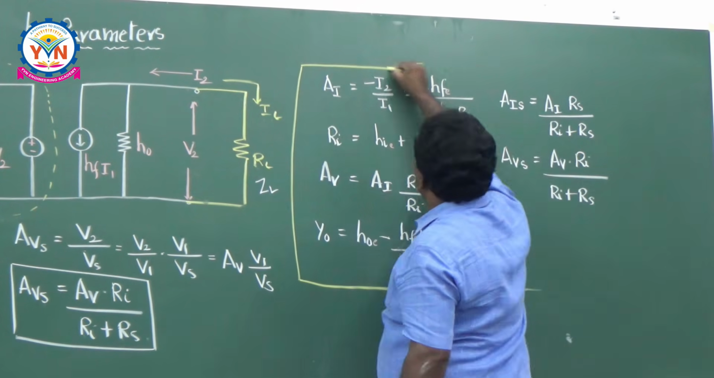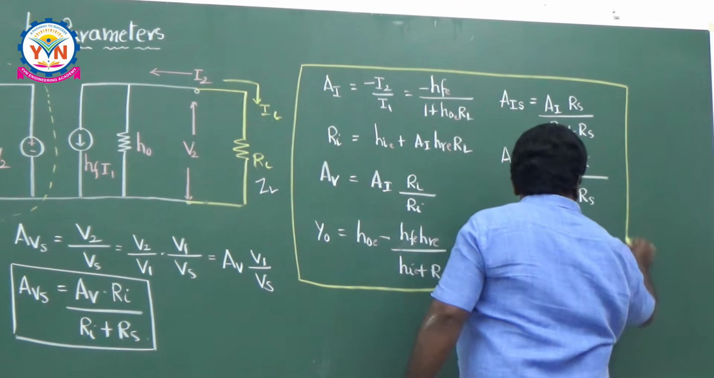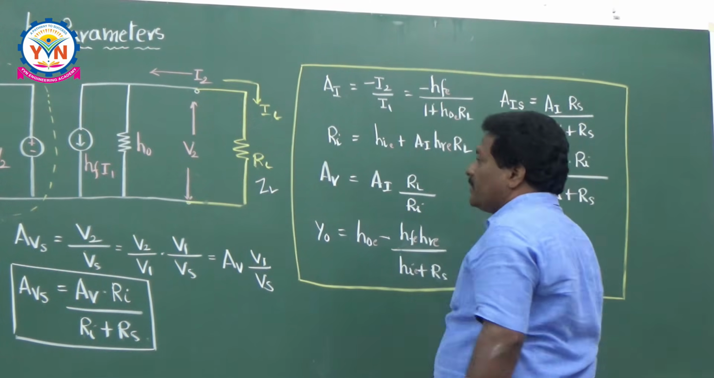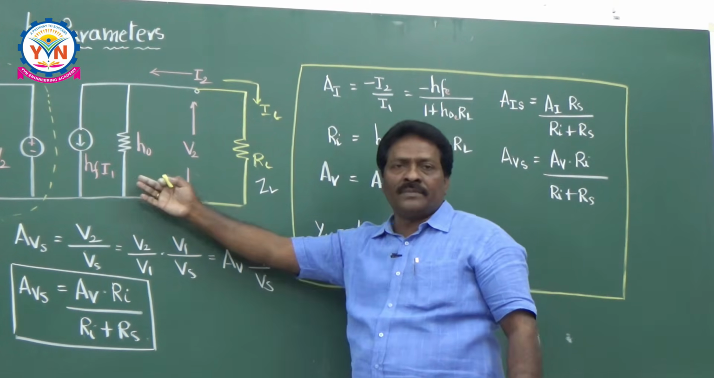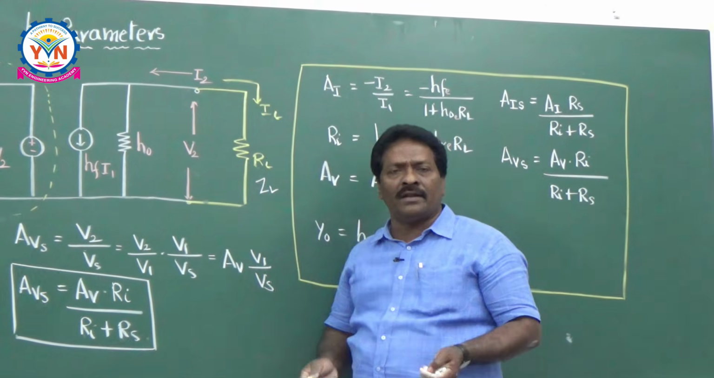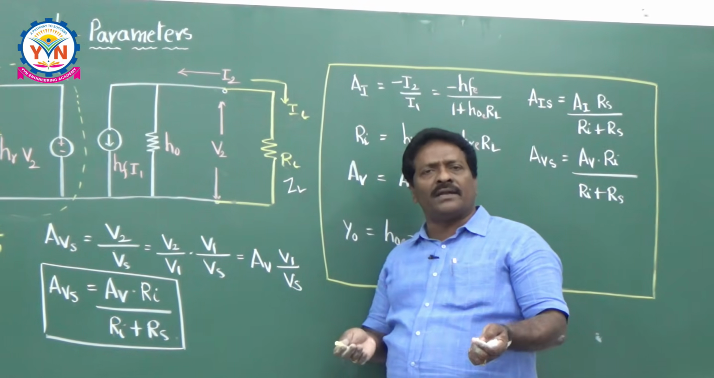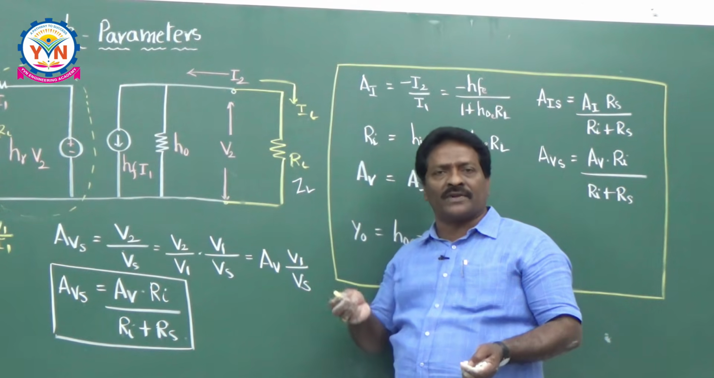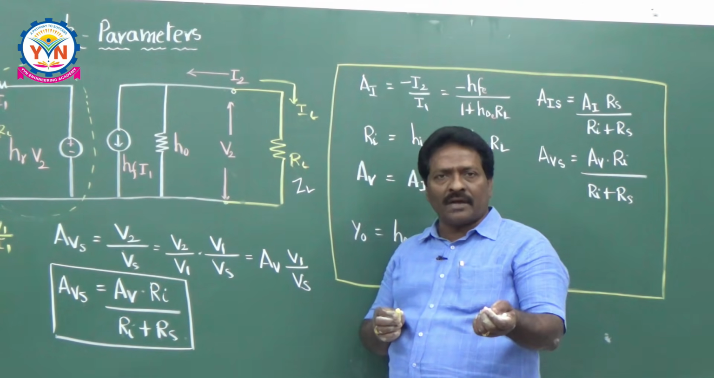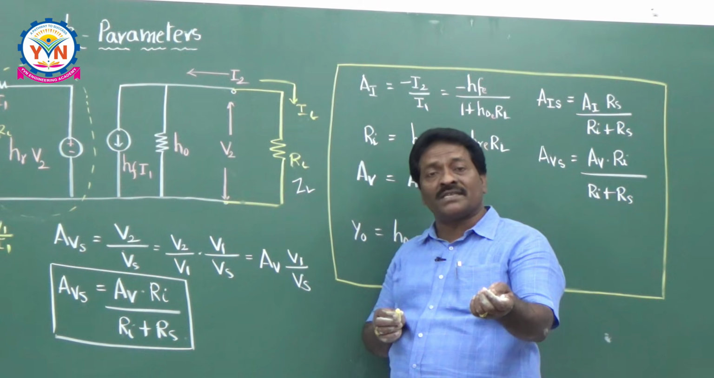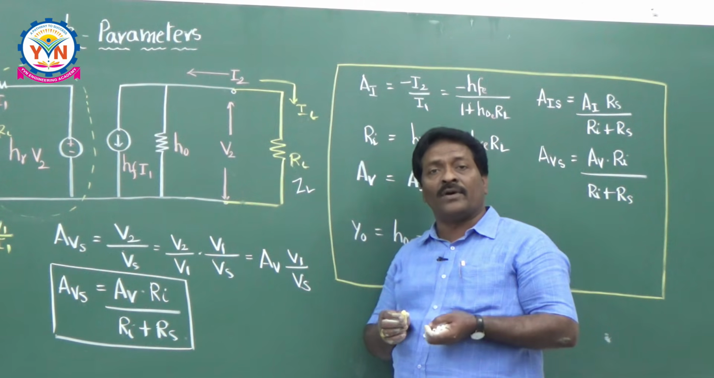I hope you understood how to calculate all these parameters for the H parameter model. Once you know this H parameter model, it is very easy to calculate all these parameters for any type of configuration, like your common emitter or common collector configuration, which is also called the emitter follower.